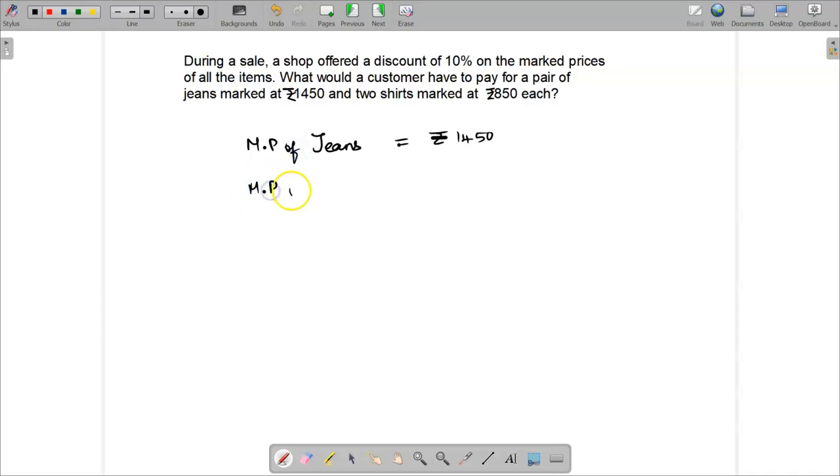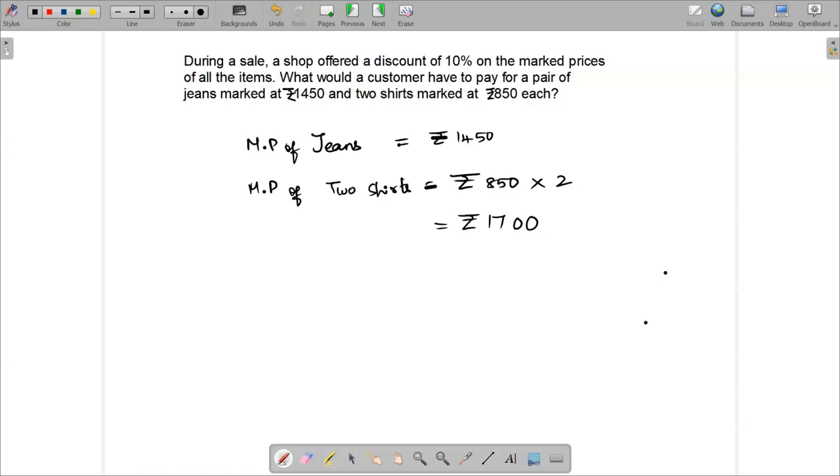Similarly, the marked price of two shirts is equal to rupees 850 each. Since it is rupees 850 each, we have to multiply by 2. Why? Because they are saying that one shirt is 850 rupees, and they are buying two shirts. So it is 850 into 2. So 2 into 0, 0. 5 2s are 10. Balance 1. 8 2s are 16. 16 plus 1 is 17. So the marked price of two shirts is rupees 1700.